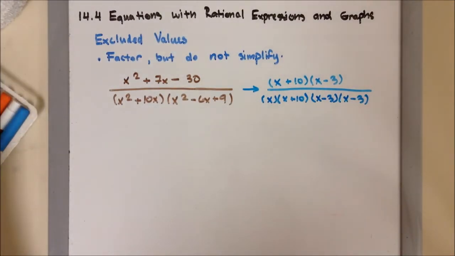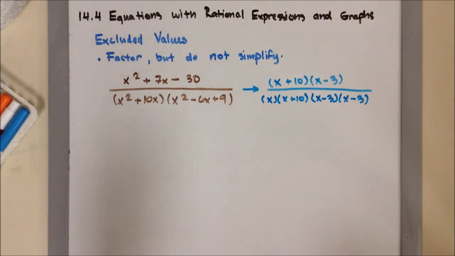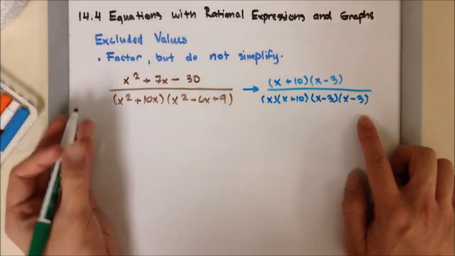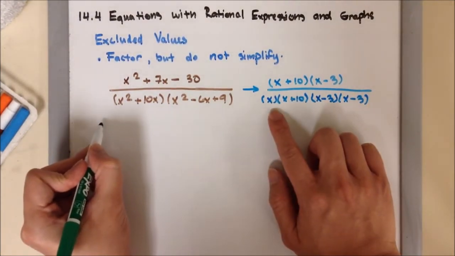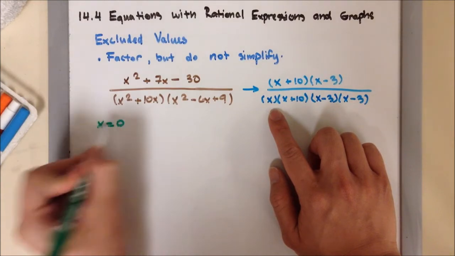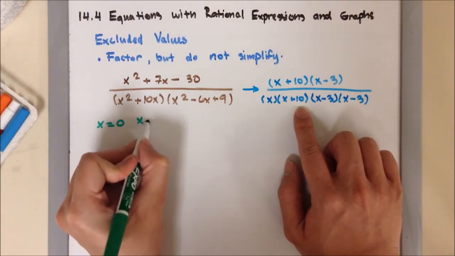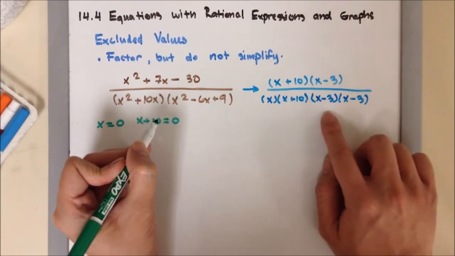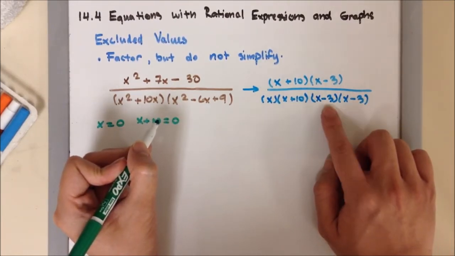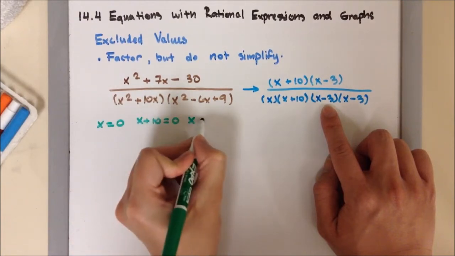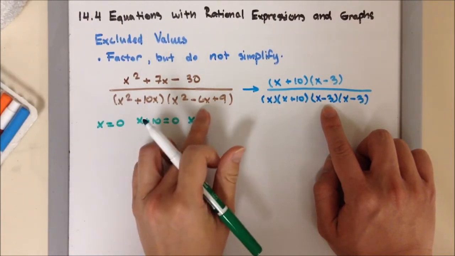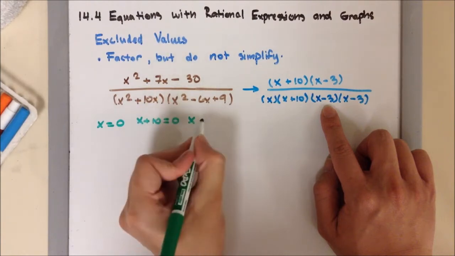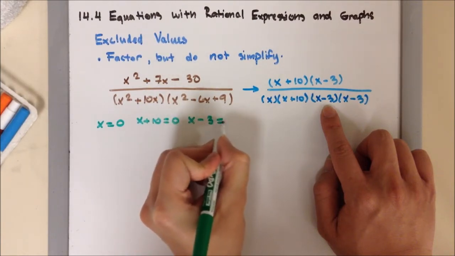Next, we're going to set our factors equal to 0. So again, I'm looking for my excluded values. Therefore, I'm going to set each factor equal to 0. So the first one, x, set it equal to 0. The second one, x plus 10 equal to 0. Now since I have 2 of the same factor, x minus 3, I'm just going to write it once. So x minus 3 equal to 0.